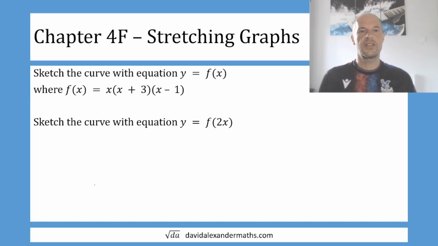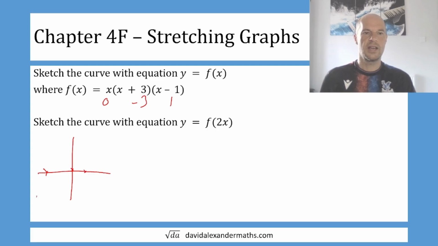Okay, so we want to sketch the curve with equation y equals f of x. So again, it's going to cut through at 0, -3 and +1, quite similar to the last one, but I'm pretty sure the last one was +1. Anyway, it doesn't really matter. So this means we are cutting through at -3, 0 and +1. It's a positive cubic, so it's going to go up, down, then up again like so.